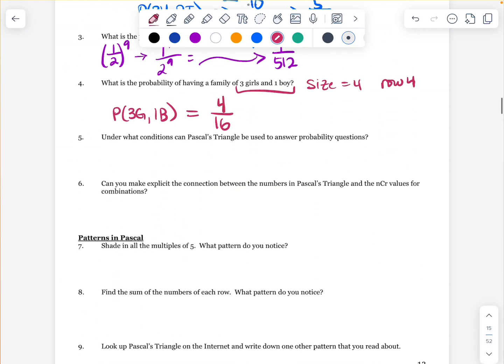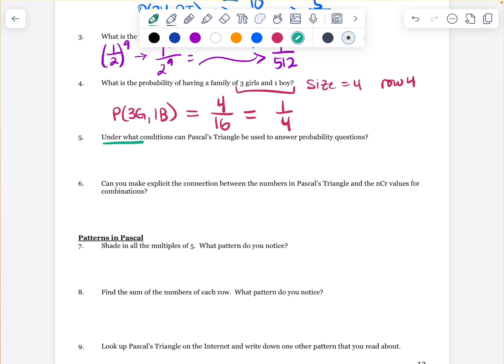So it'd be 4 out of 16. So that equals a 4th. All right, so those are a few ways we can use the triangle, right? Pretty much anytime there's a 50-50 shot of the outcomes, only 2 outcomes, you can use the triangle. So that's what we want to write down here just as a little note to ourselves.